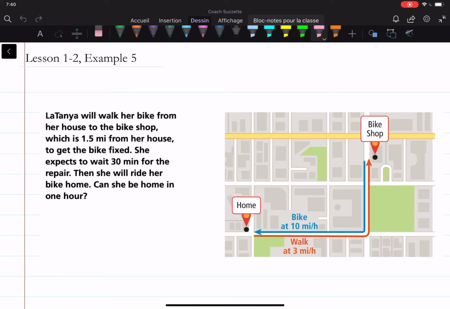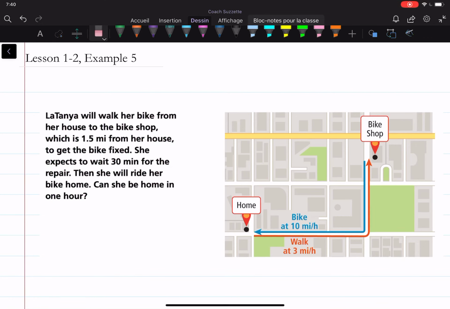We are given LaTanya will walk her bike from her house to the bike shop, which is 1.5 miles from her house, to get the bike fixed. She expects to wait 30 minutes for the repair. Then she will ride her bike home. Can she be home in 1 hour?